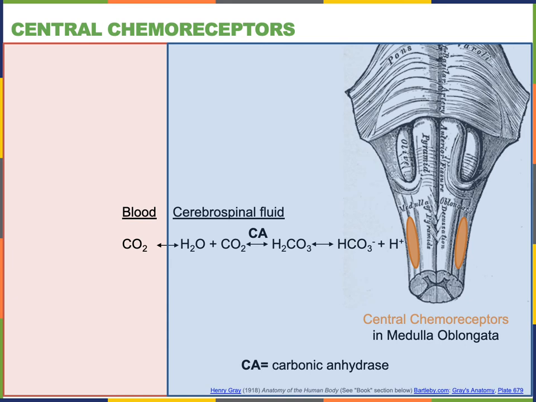In response to low blood carbon dioxide concentration, which is known as hypocapnia, the pH of the cerebrospinal fluid will increase. The central chemoreceptors will respond to this increased pH by decreasing the respiratory drive, leading to a decreased pulmonary ventilation rate in order to restore the homeostatic set point of the cerebrospinal fluid pH.